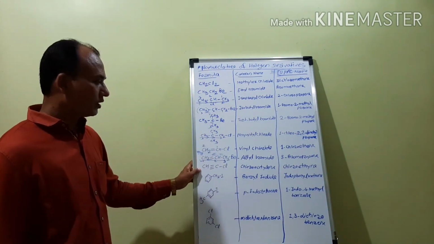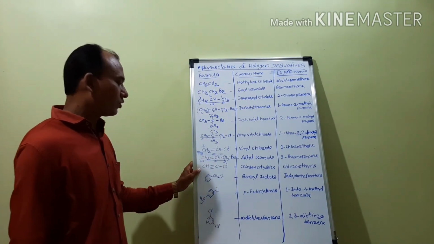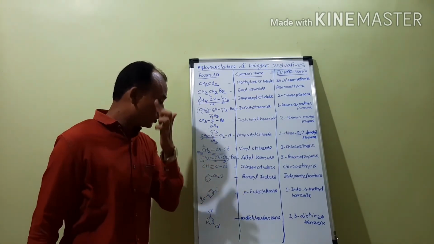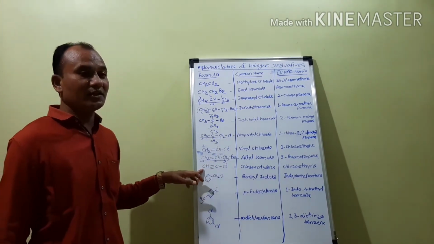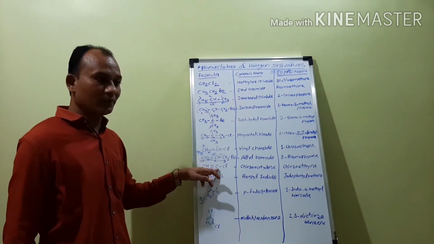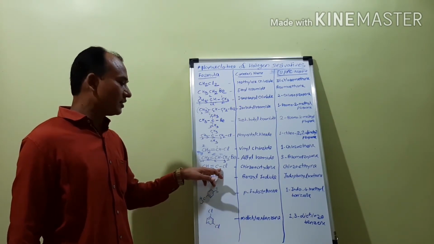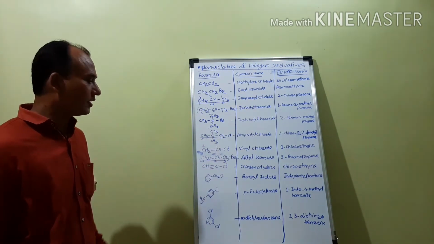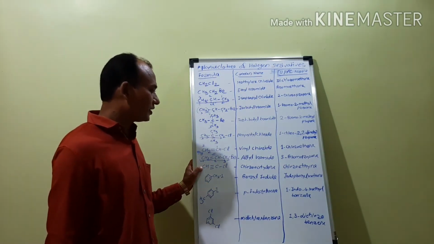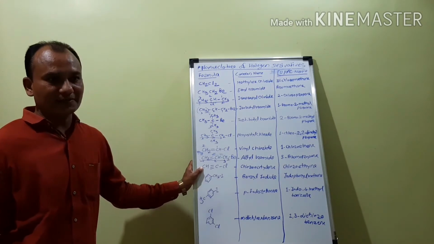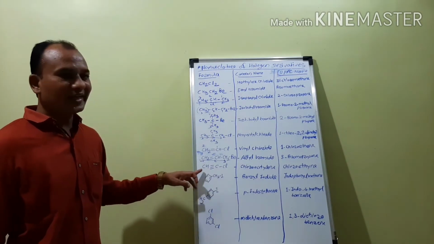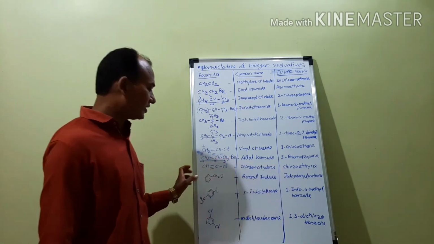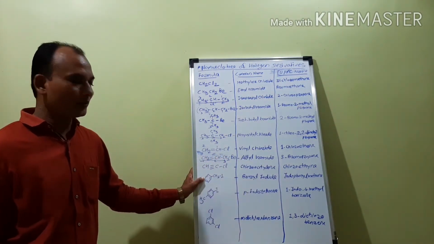The next example, chloroacetylene. In chloroacetylene, CH triple bond CCl, it is called chloroacetylene because it is a derivative of acetylene. When we replace one of the hydrogens of acetylene by chlorine, the common name becomes chloroacetylene. And how can we write the IUPAC name? It is chloroethyne.